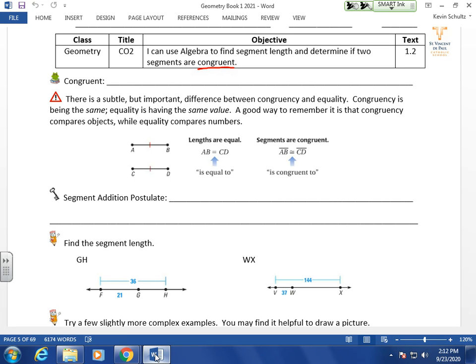Yes, congruency means same size and shape. Okay, same size and shape. And there is an important difference between congruency, which we can't see here, and equality. The symbol for congruency is an equal sign with a little squiggly over it, versus the equal sign, which is just the equal sign. But there's a difference, because what congruency says is that two things are the same.